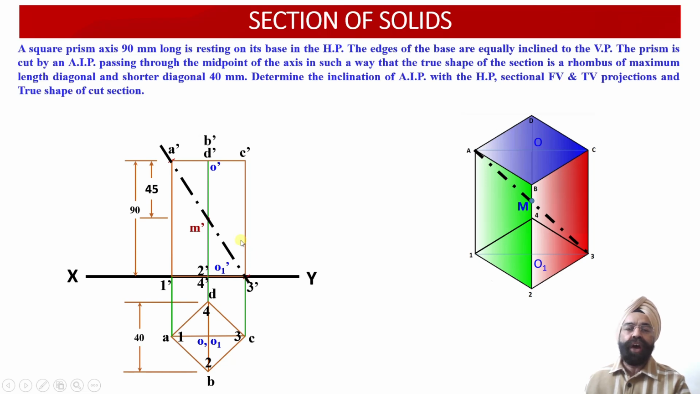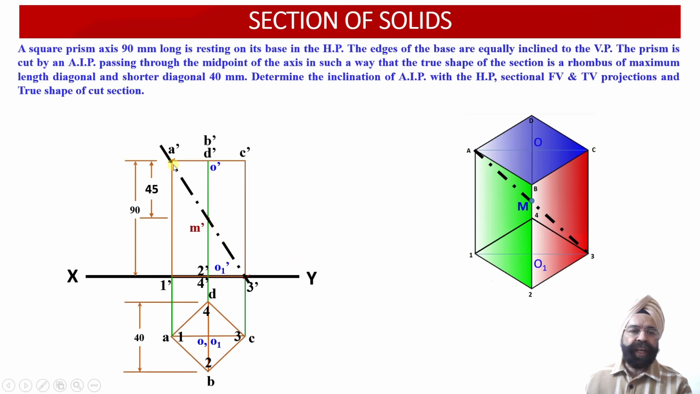So now we have been able to identify the location and orientation of this auxiliary inclined plane with respect to the horizontal plane, and this angle of inclination will be observed as 45 degrees with respect to the horizontal plane, because it is passing through the midpoint and it is passing through the 2 extreme points lying on the opposite corners of the top face and the base respectively. Now this portion of the solid has been cut and this portion of the solid has been removed.